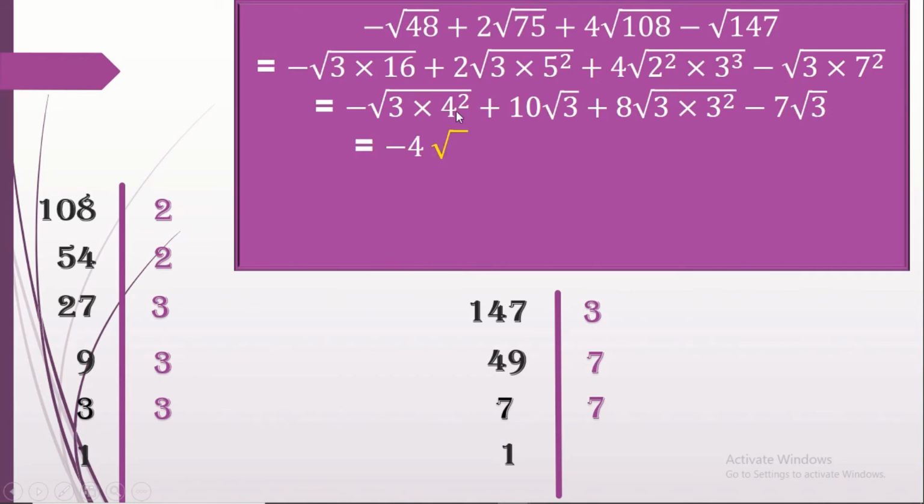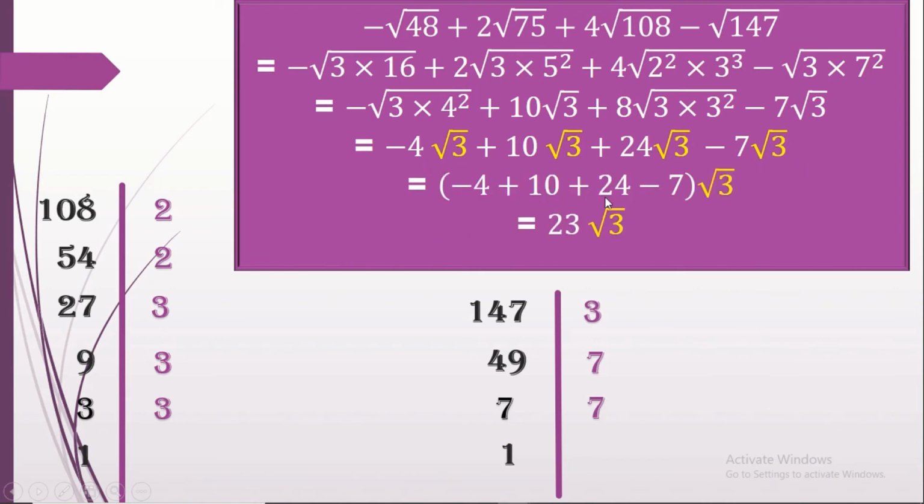Now 4, we can write it outside the radical, so it's minus 4 radical 3 plus 10 radical 3. Here plus 3 times 8, 24 radical 3 minus 7 radical 3. Now we have the same radical, we add and subtract the coefficients, and we get 23 radical 3.